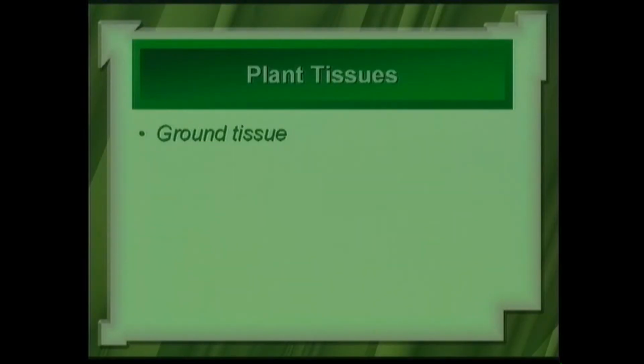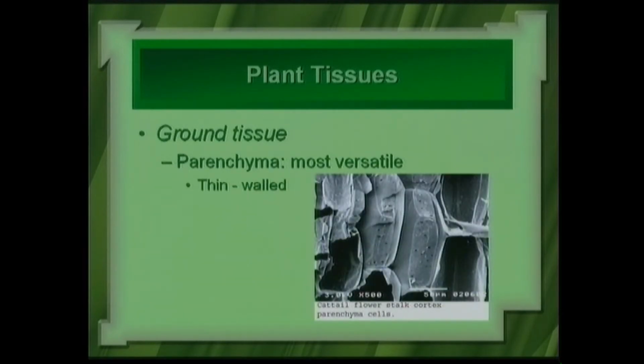Now we also have ground tissues, and ground tissues are made up of three basic kinds of cells. First of all, you have something called parenchyma. Parenchyma cells are among the most versatile. They can have different shapes. One thing that they all have in common is that they're all very thin-walled. And here's a nice micrograph of part of a cattail flower stalk. These are parenchyma cells, and one of the things you can see is that the cell wall is very thin. So generally parenchyma cells are thin-walled, and they're a result of primary growth, or growth just from the primary meristem, also known as the apical meristem.